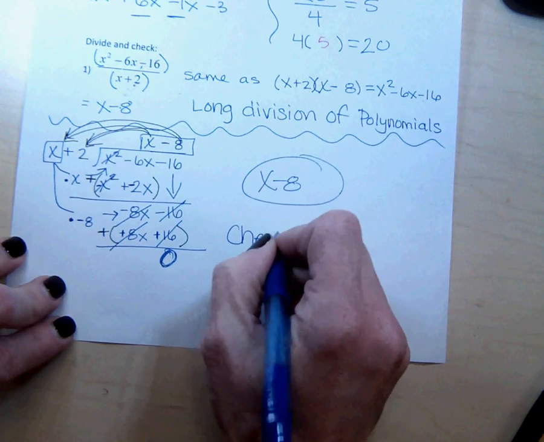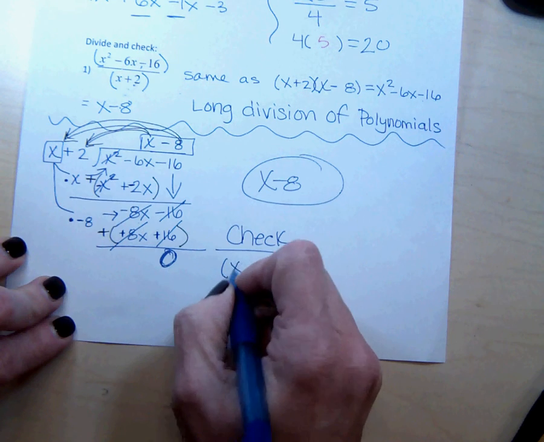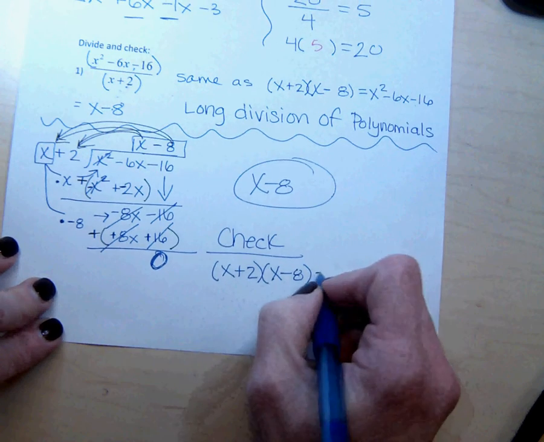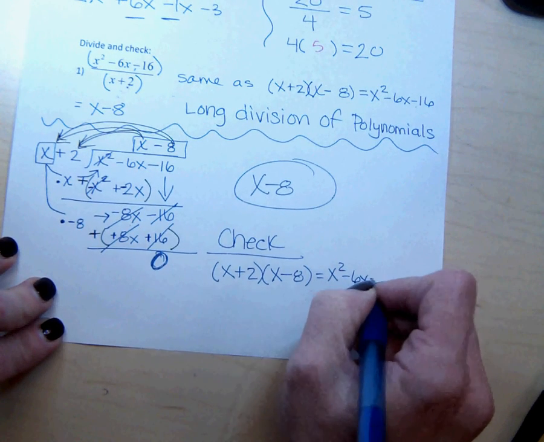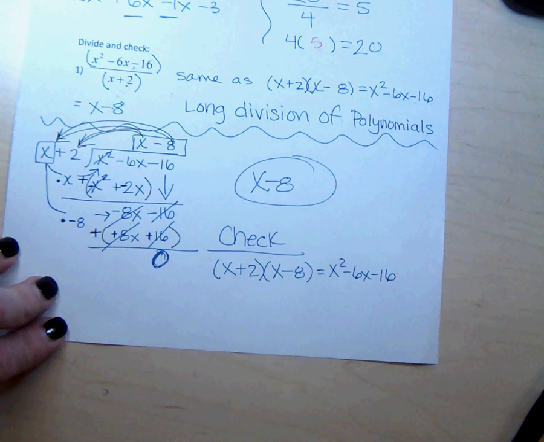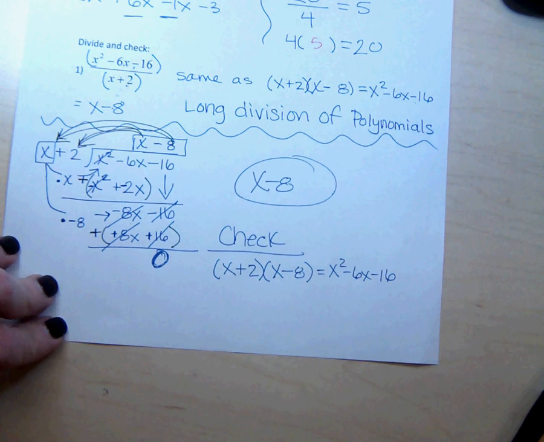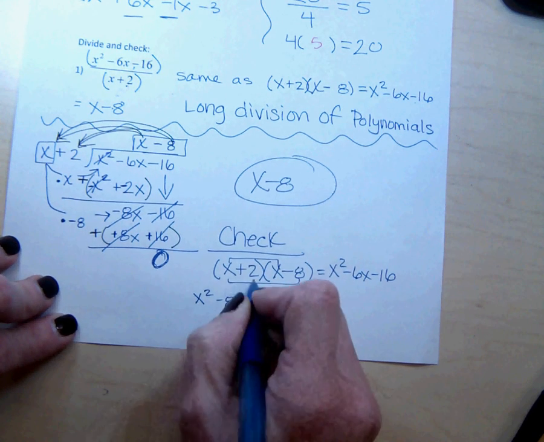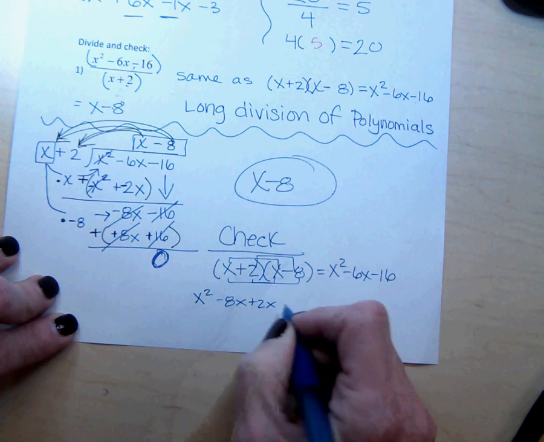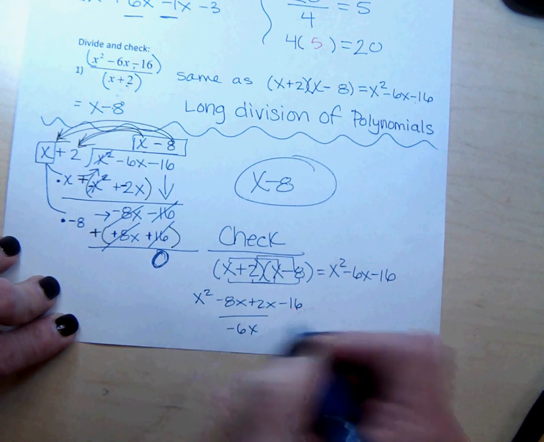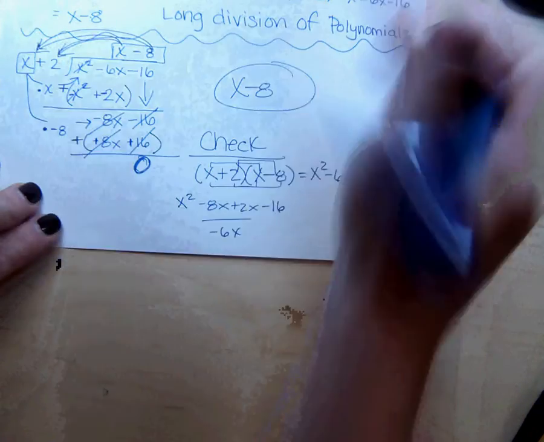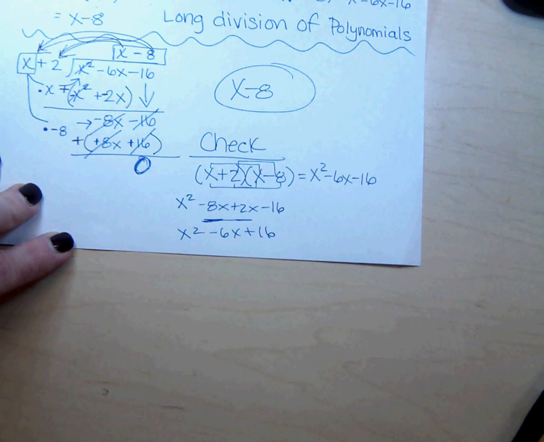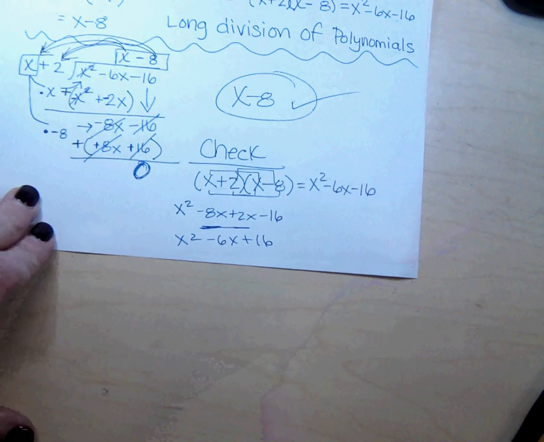So here's how you're going to check your answer. You take your divisor, which was the x plus 2, multiply it by your quotient, and you check and see if you get your original dividend back, or the original numerator. So let's do FOIL. X squared minus 8x plus 2x minus 16, and then there's your minus 6x in the middle. If I combine these, I get x squared minus 6x minus 16. So I know it works.